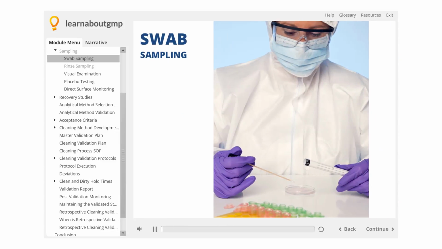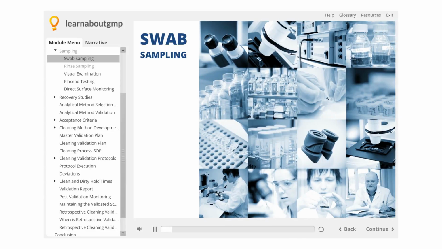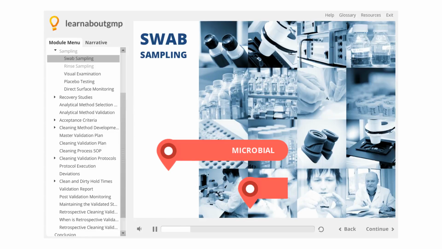Swab sampling. Swab testing is the preferred method of sampling because it comes in direct contact with the sampling surface, allowing for the detection of substances that are not easily rinsed off or soluble. It's also preferred because it can be used to test the cleanliness of difficult areas and should pick up hard-to-remove contamination. These swabs can be used to determine both microbial and chemical contaminants.